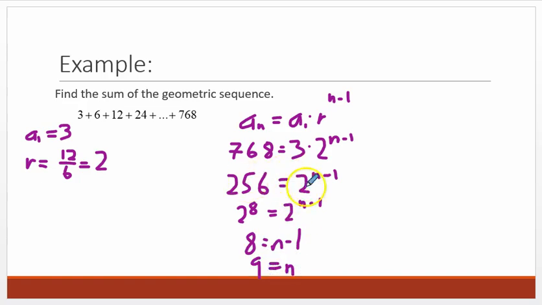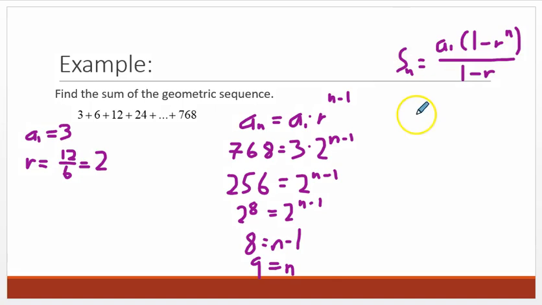So if you have a number equals something raised to a power, just try to rewrite the number on the left side as a power of that same number. Try to rewrite it using the same base, and then when your bases match, you can just set the exponents equal and solve from there. So now I know that there were 9 numbers total. Since we have all of our information, we can plug that into our new formula.